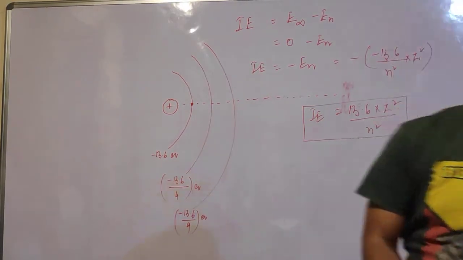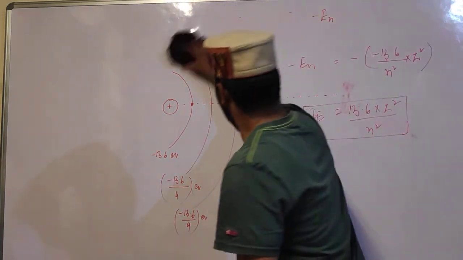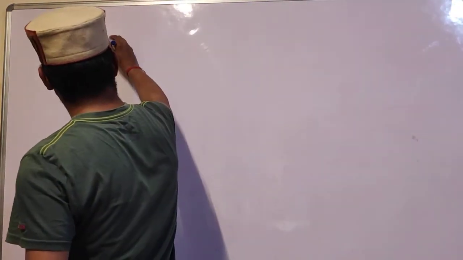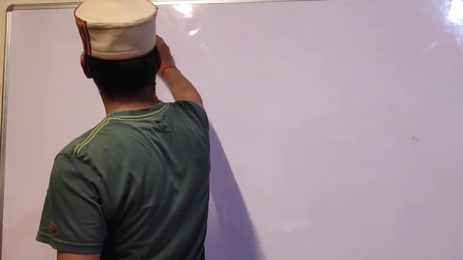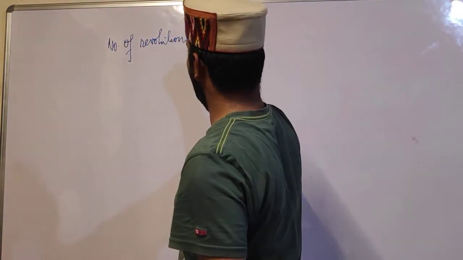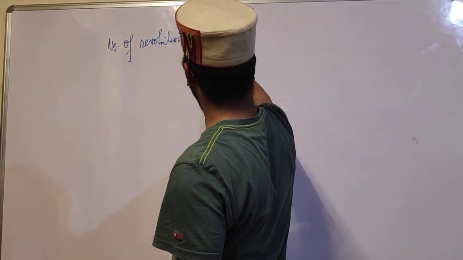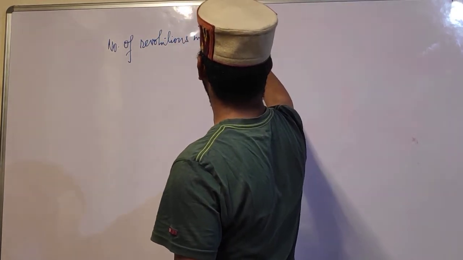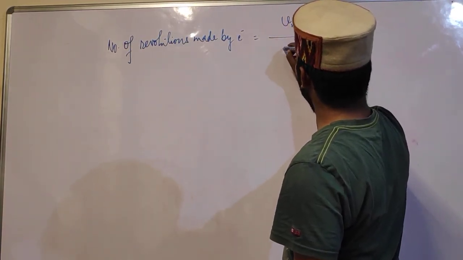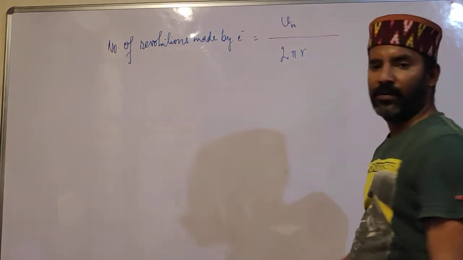One more thing, students, which is very important, is how to calculate the number of revolutions made by an electron in Bohr's orbit. We call it orbital frequency also, number of revolutions. Now all these results are very very important for competitive exams. So the number of revolutions made by an electron in any orbit will always be given by the velocity of the electron and the circumference of the orbit, that is 2 pi r.